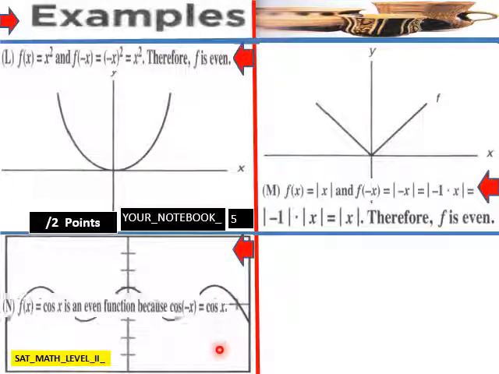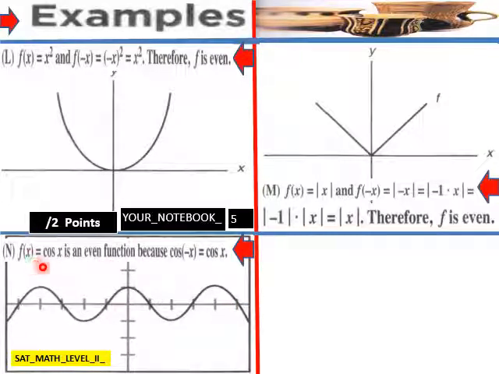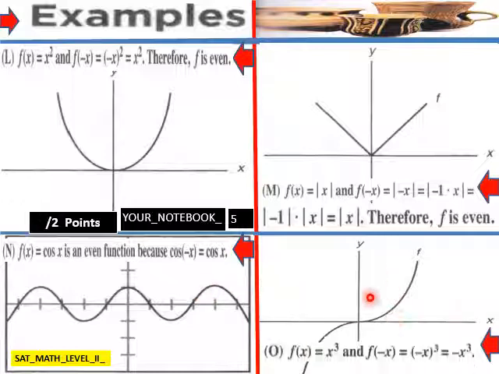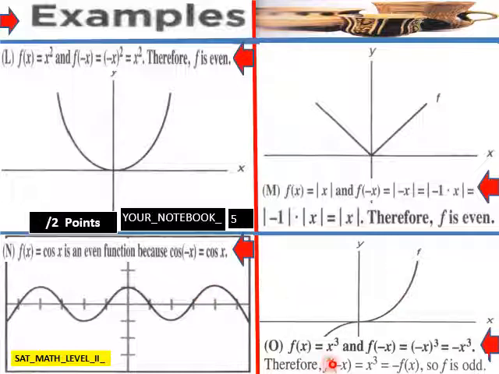Then in this situation, f of x equals cosine x is an even function because cosine of negative x equals cosine x. Then in this situation, f of x equals x cubed, and f of negative x will equal negative x cubed, which equals negative x cubed. Therefore, f of negative x equals the negative of f of x. So f would be an odd function here. This would be an example of an odd function.